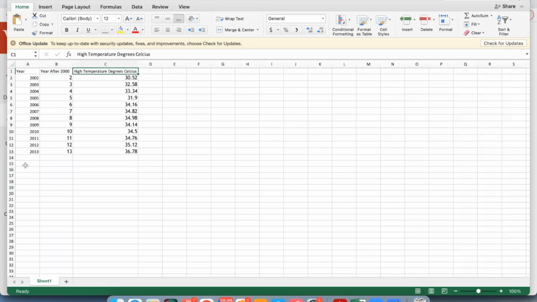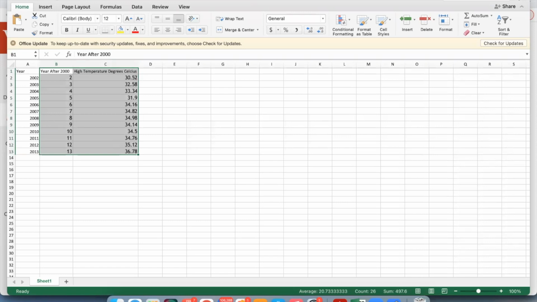If I'm plotting these numbers, I'm going to get a graph that doesn't make any sense. I want to plot these numbers. So the way I'm going to do that is I'm going to just highlight all of those. Notice again that I put labels on here so that Excel will automatically put those labels on my graph.